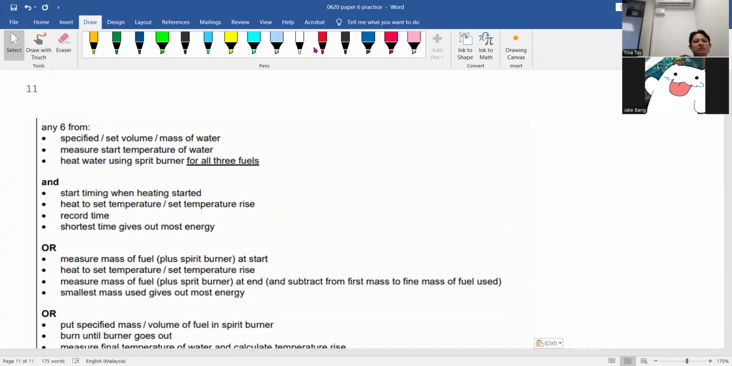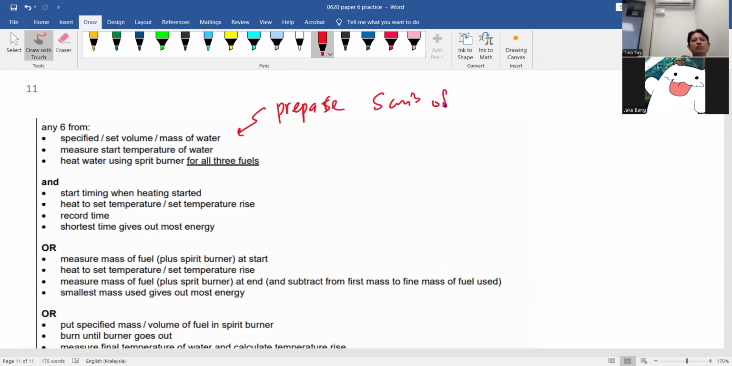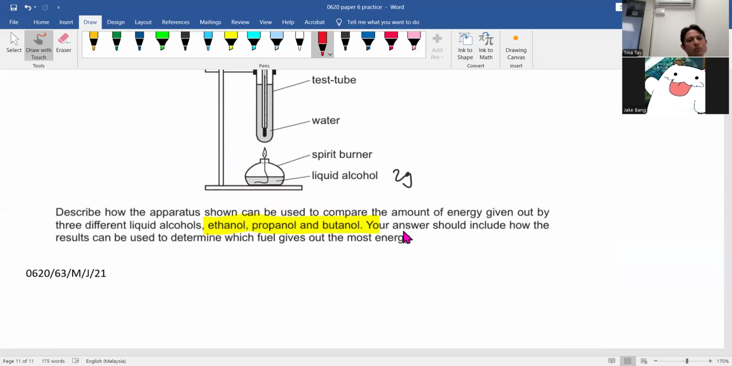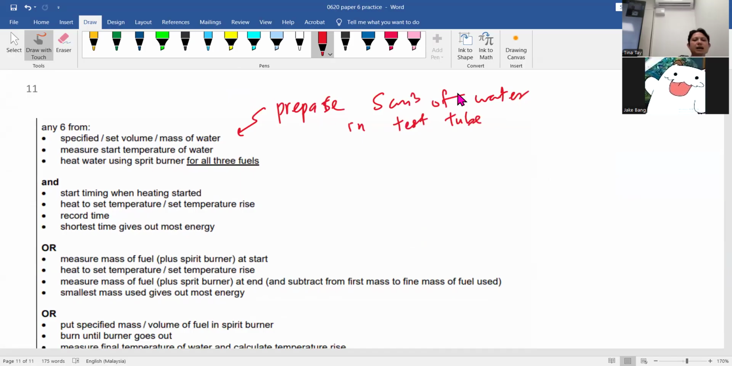So what would I do? I would prepare 5 centimeter cube of water in a test tube or boiling tube. Test tube. And then measure the start temperature. Heat water for all three fuels.